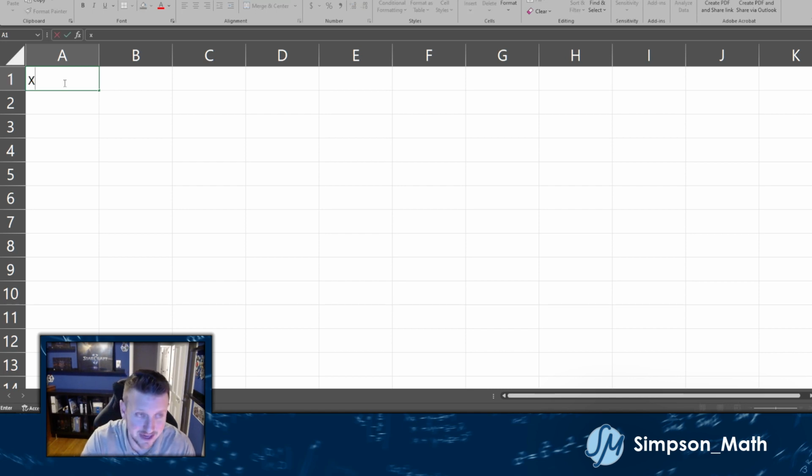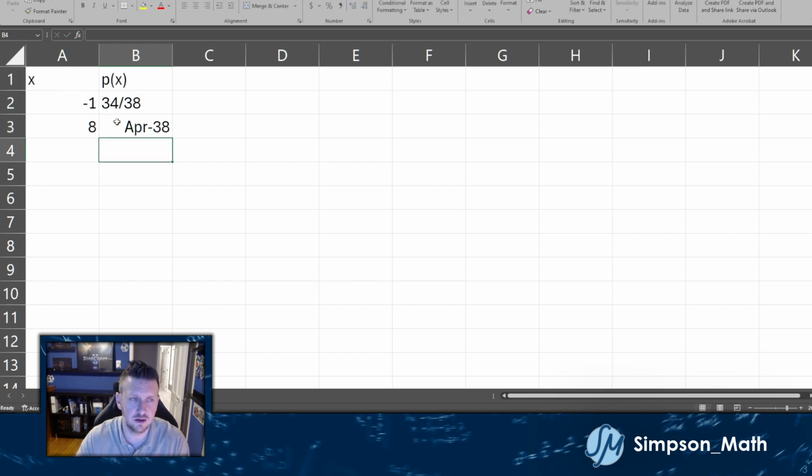All right, so I'm going to put in my x's and my p of x's here. Label it whatever you want. I use a lowercase; it doesn't matter. My x's are -1 and 8. And then this is 34 over 38, and this is 4 over 38. So, oh gosh, it auto-formatted it to a date. Thank you, Excel, for being disruptive.